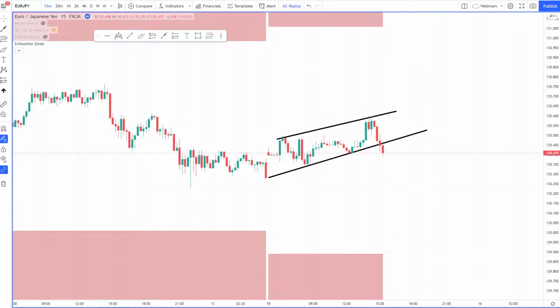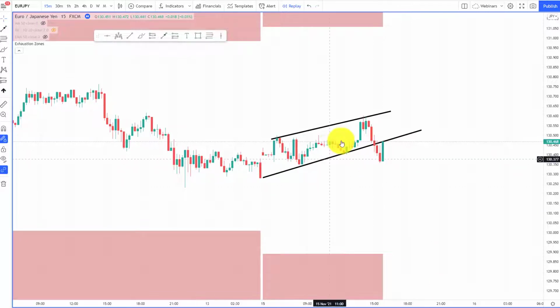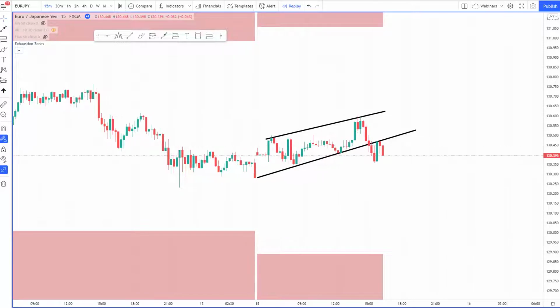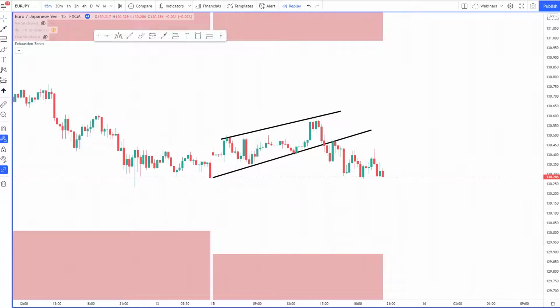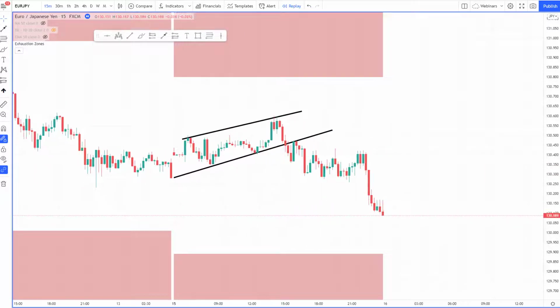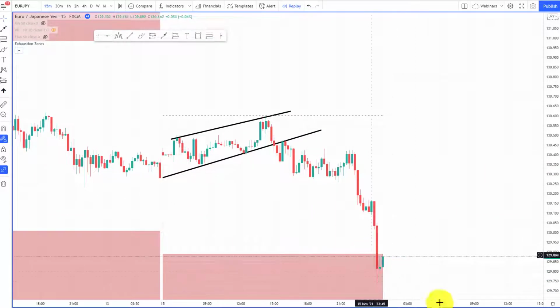So now the market has broken out of the flag. We see a retest of the flag, which is also a separate signal. And you can see the market started to move lower. And we follow the price action here as it unfolds on that day. And now the market has reached the lower end of the exhaustion zone.